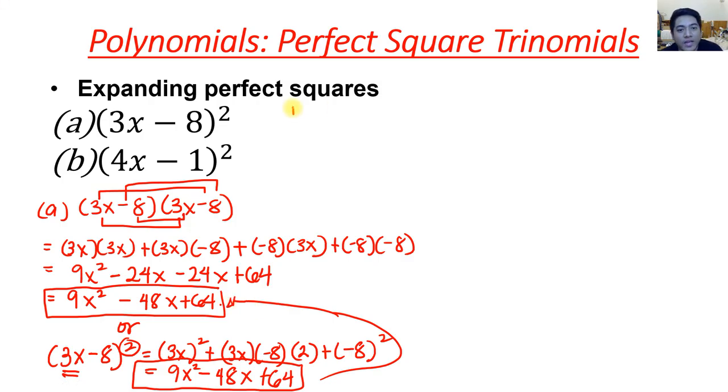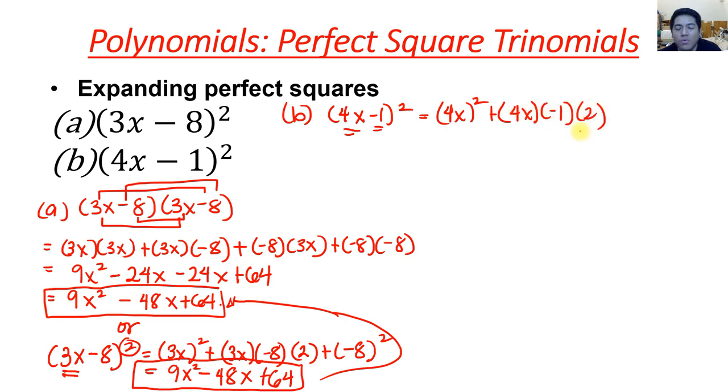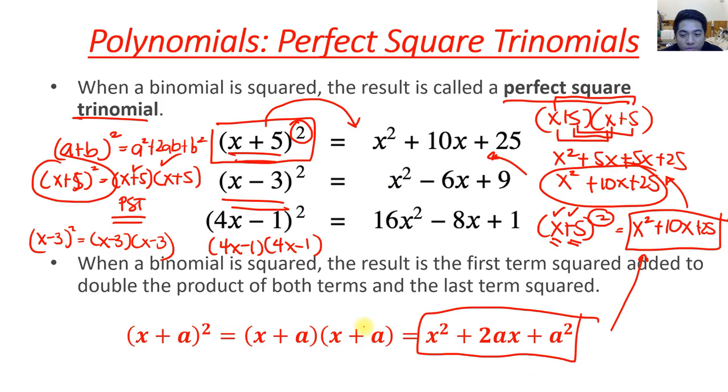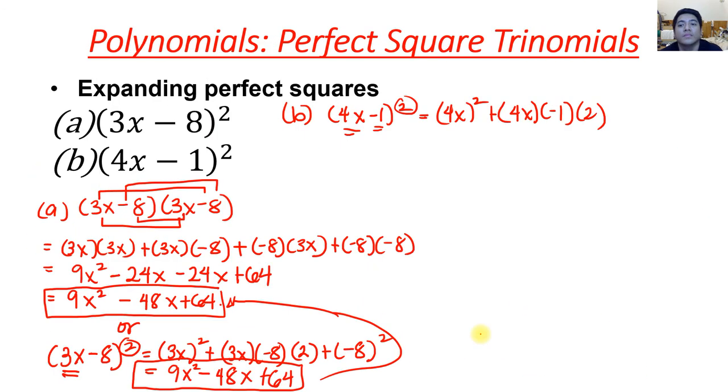Okay? So for letter B, we have 4x minus 1 squared. So let's do the same. You have to square 4x, plus you have to multiply all of the terms. So you have 4x times negative 1 times 2. Okay? Don't forget the times 2, because it's not squared, it's times 2 in the formula a while ago. And then plus, square the last term. So you have negative 1 squared.